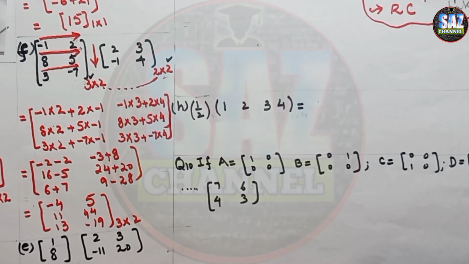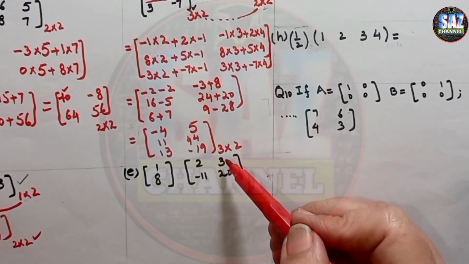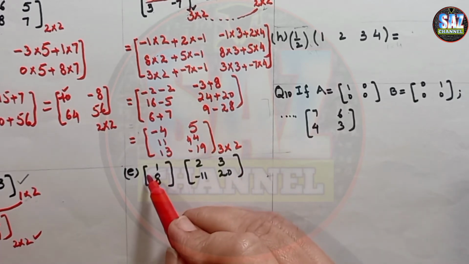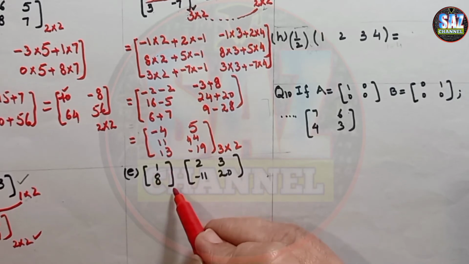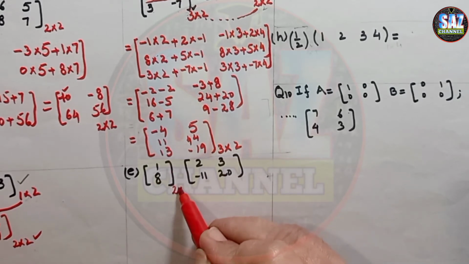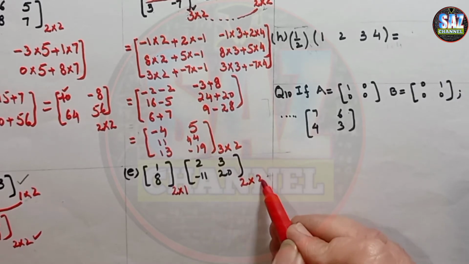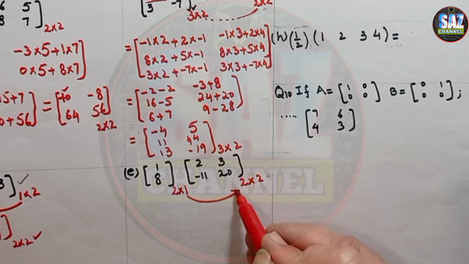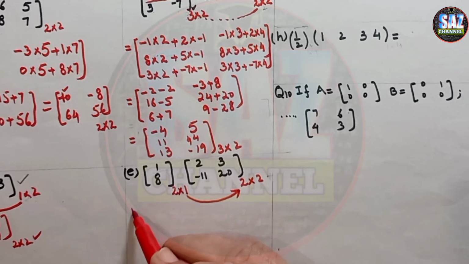And let me quickly move to the next part, that is the matrix 1, 8 multiplied by the matrix 2, -1, -11, 3 and 20, which is a square matrix. Let's first check whether we can multiply these two matrices or not. The first matrix has the order 2 by 1, and the second matrix has the order 2 by 2. Okay, if we look at the columns of first and rows of second, they're not equal, so we cannot multiply them. Product not possible.